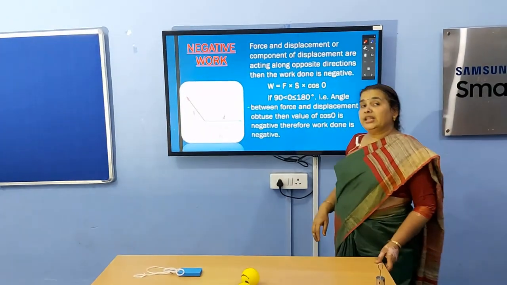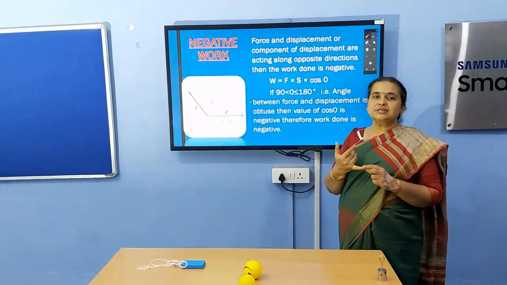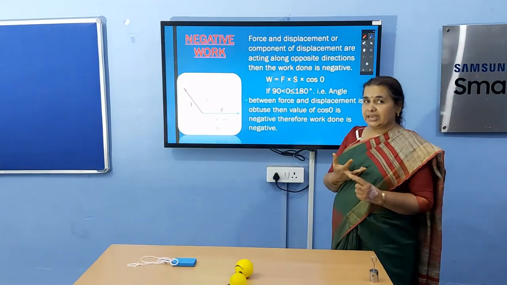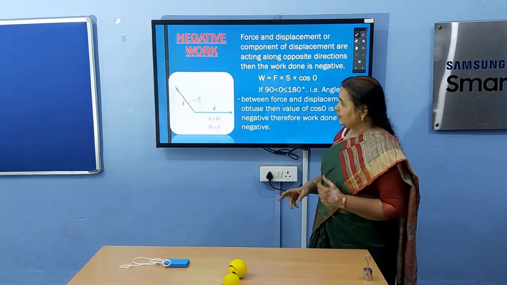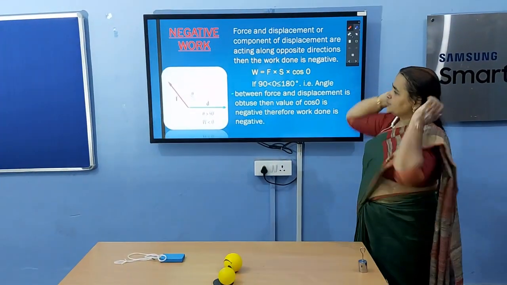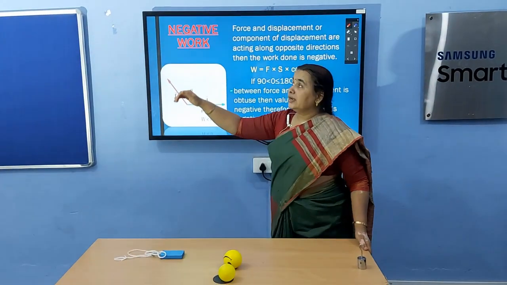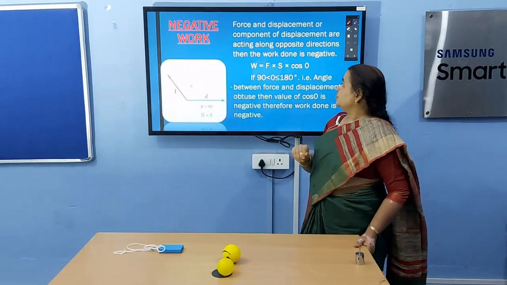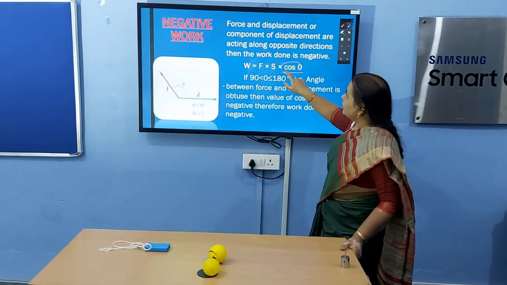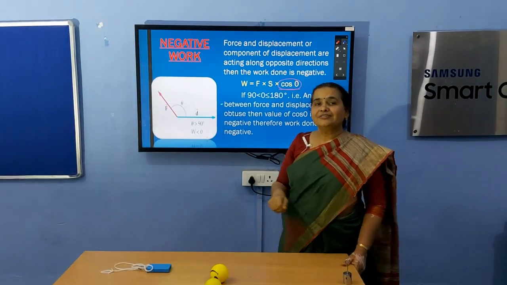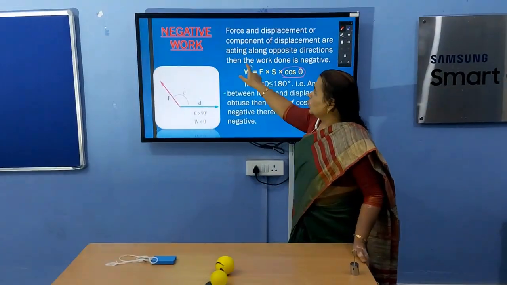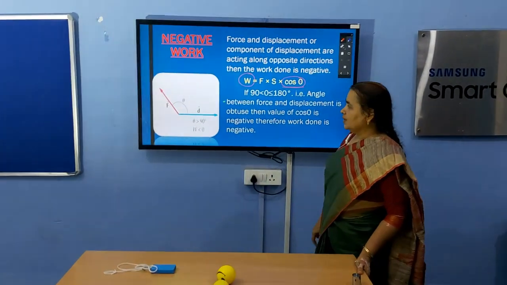Let us discuss now negative work. We have discussed when angle is 0, when angle is 90, when angle is acute. Now, it is the turn for the angle to be obtuse. If the force and displacement make an angle greater than 90 degree, then the work done is negative. Because when the angle is obtuse, or you can call it when it is in the second quadrant, the value of cos theta is negative. That's why work done is negative.